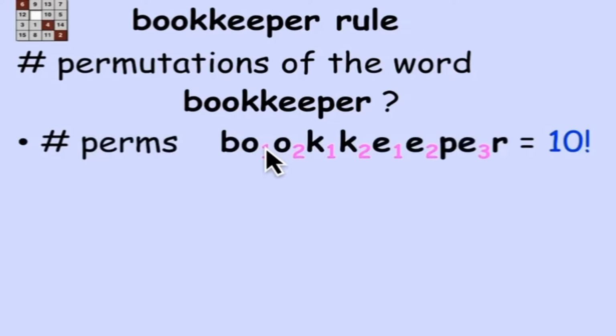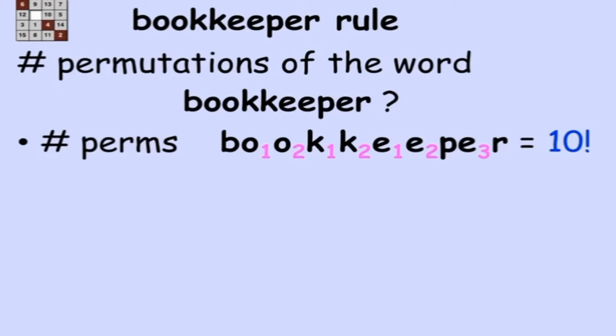The simple way to do it, to begin with, is to label all of the indistinguishable letters with subscripts to make them distinguishable. So I'm going to put subscripts 1 and 2 on the O's, 1 and 2 on the K's, and 1, 2, and 3 on the E's. Now all the 10 letters are distinguishable. And if I ask how many ways are there to permute these 10 letters, the answer we know by the generalized product rule is 10 factorial.